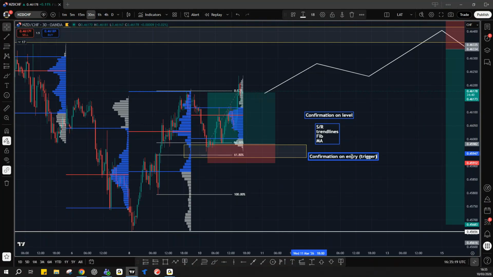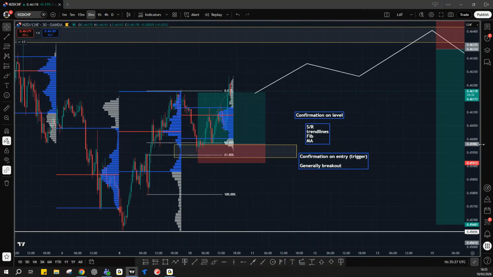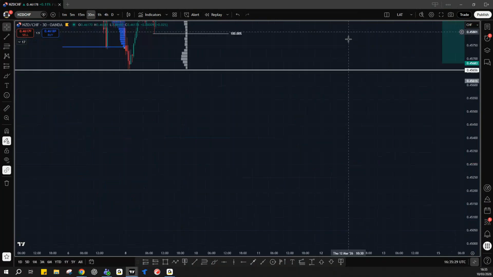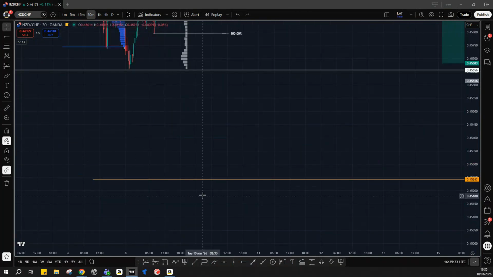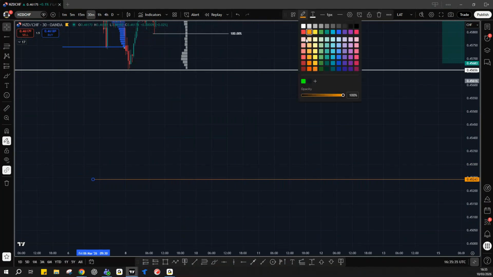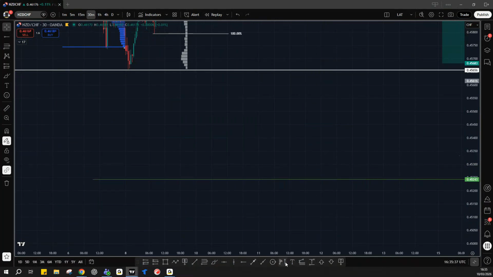It is ultimately something that is generally a breakout, because a breakout will be, for example, if we've got an area of support, my expectation for this support level, maybe a 30-minute support level, is that, well, basically buyers should step in.